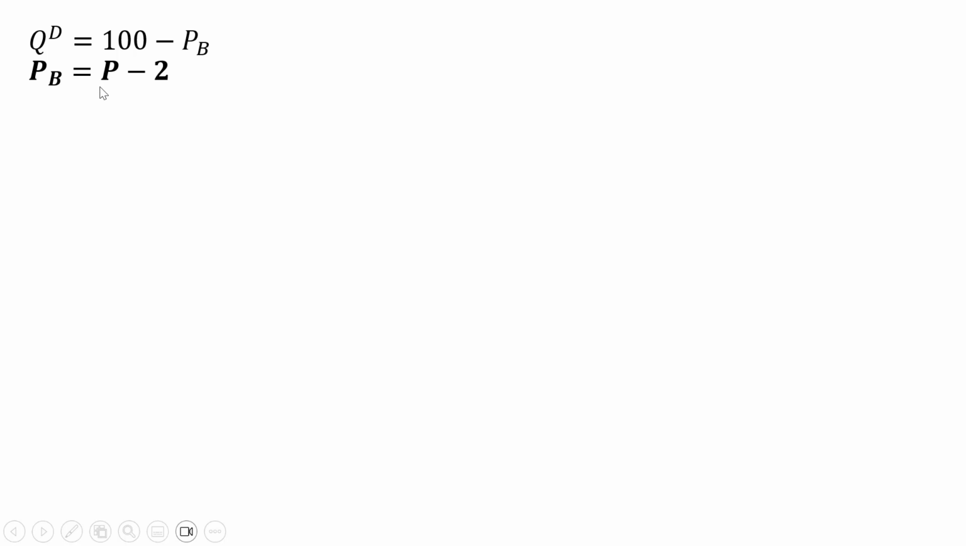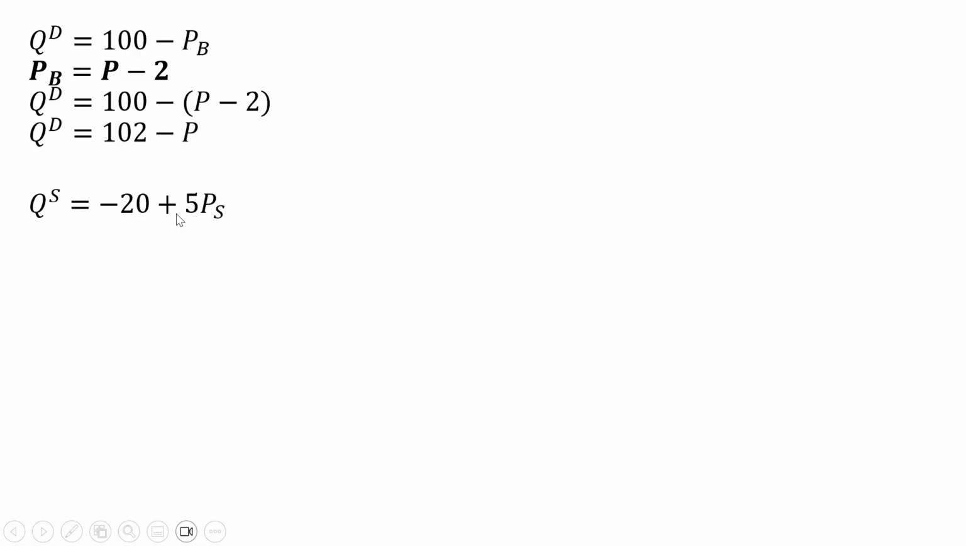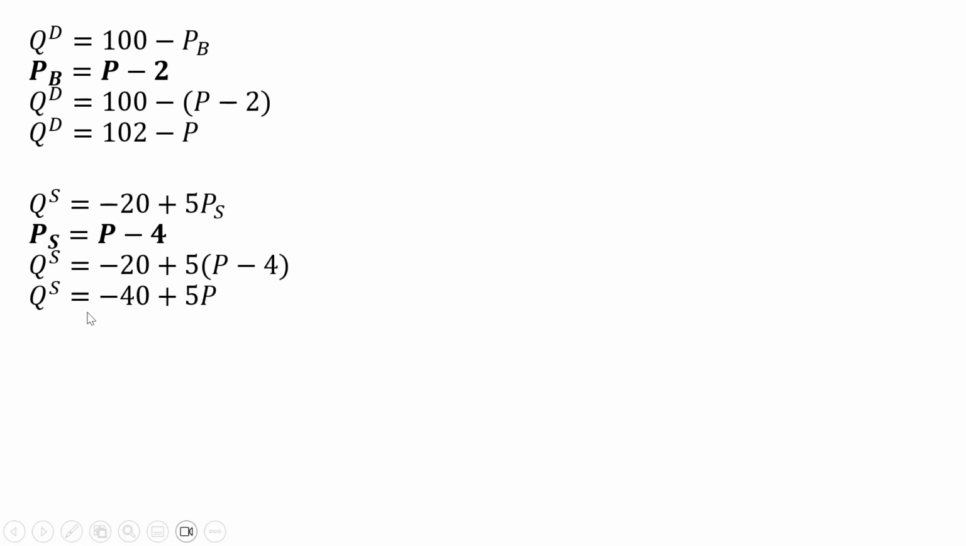So going back to our demand equation, we're going to substitute out this P subscript B for P minus 2. Making that substitution and simplifying, this is what our market demand now looks like. Doing a similar thing for market supply, here's our market supply. Let's substitute out this P subscript S with P minus the tax, which is $4. Making our substitution and then simplifying, we get this equation for market supply.